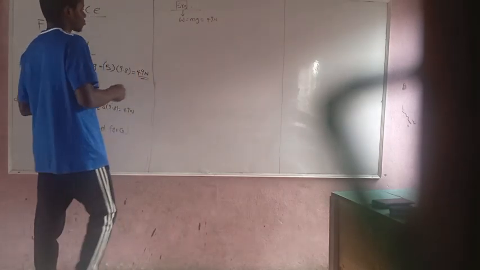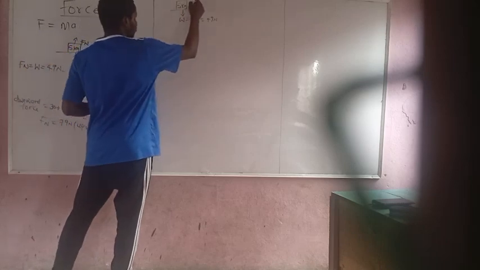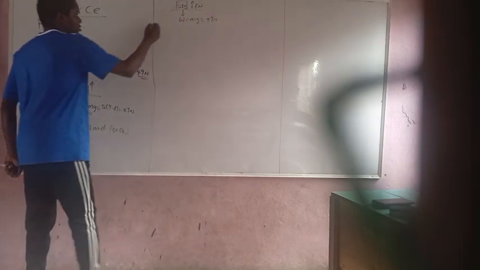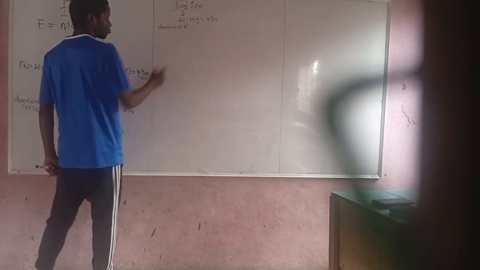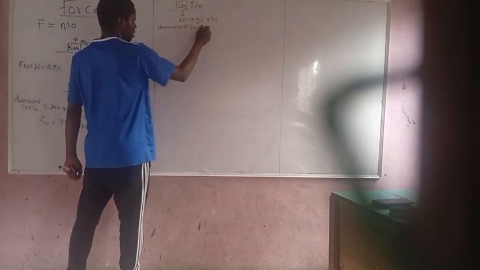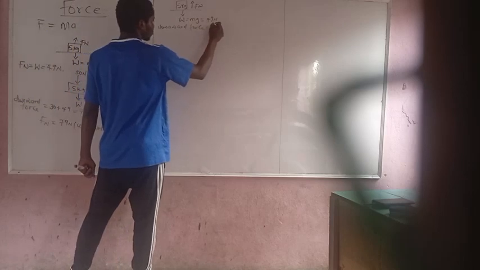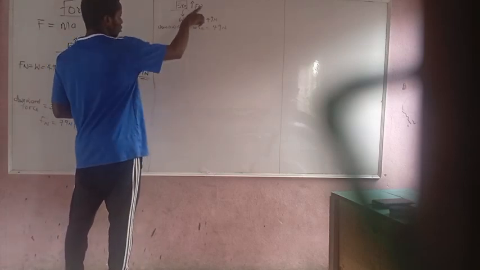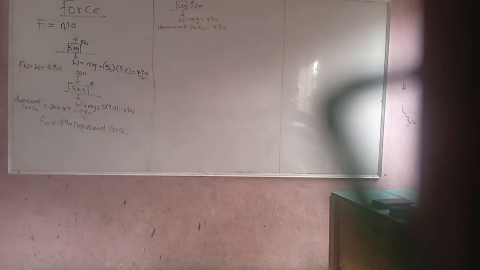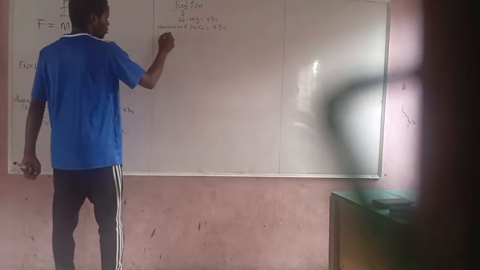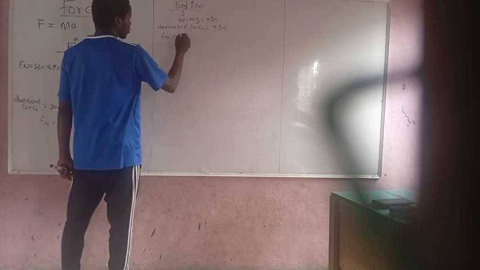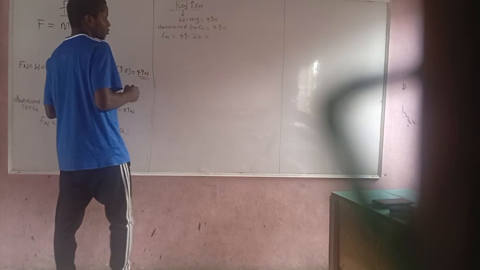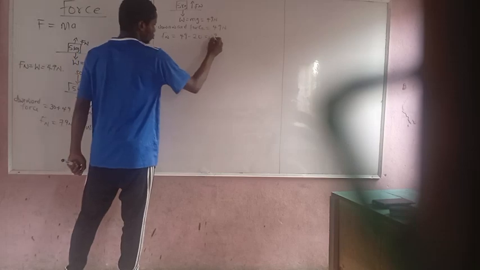So the normal force is going to be what now? The downward force we have is 49 Newton, and then the upward force we just have 20 Newton alone acting upward. So the normal force is going to be 49 minus 20, which will give us 29 Newton.